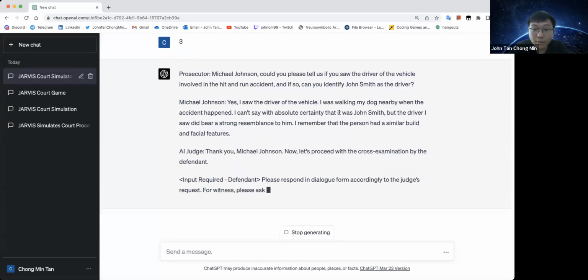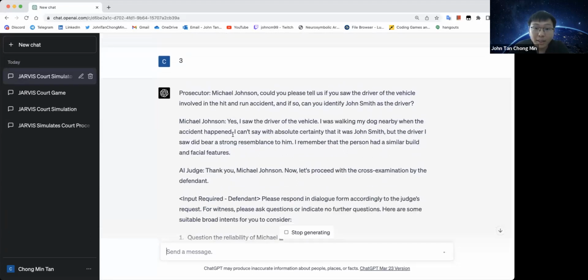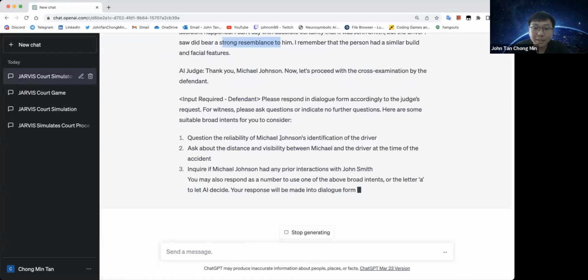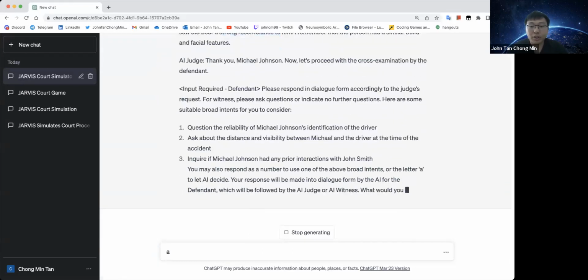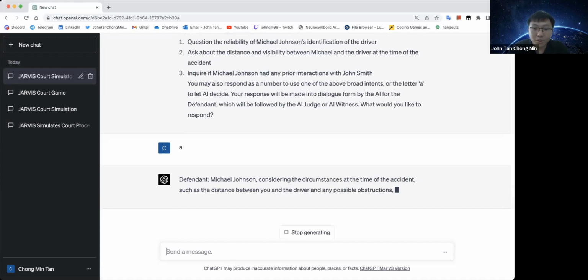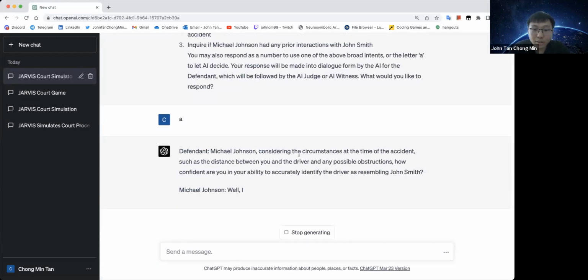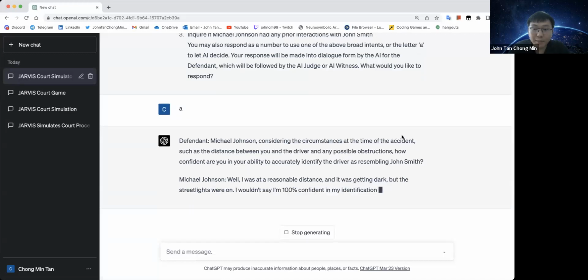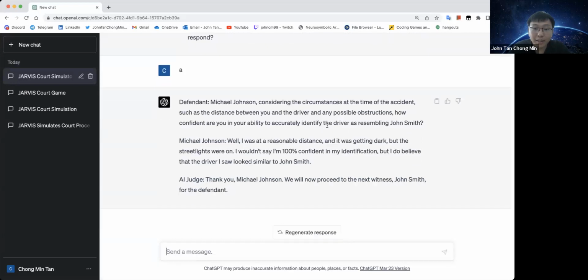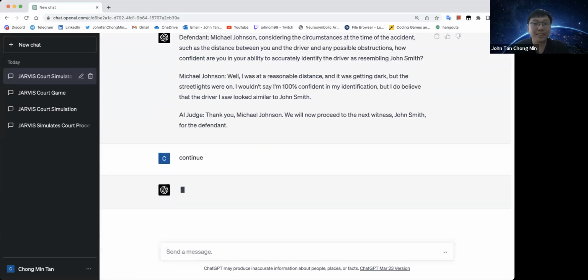I saw the driver of the vehicle. I was walking my dog nearby when the accident happened. He cannot say with absolute certainty, but there is a strong resemblance. Okay, let the AI decide what to question. I hope we still have within the 25 messages to end the case, because I'm quite interested in the outcome. So Michael Johnson, considering the circumstances of the time of the accident, how confident are you in your ability to accurately identify the driver? I wouldn't say I'm 100%. Oh, it's not very strong for the prosecution, actually.